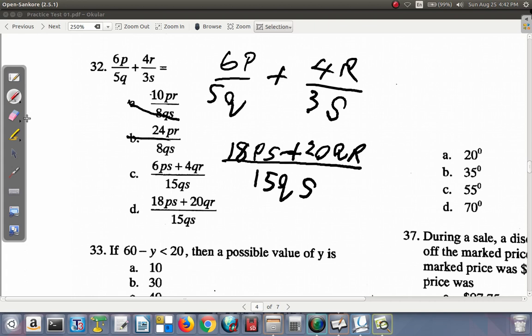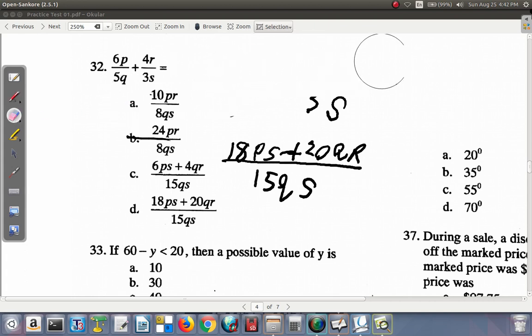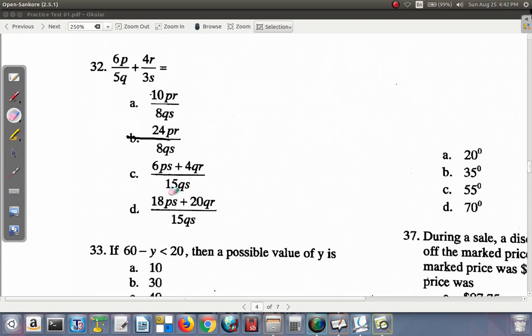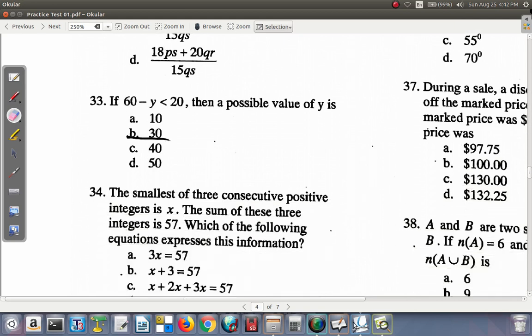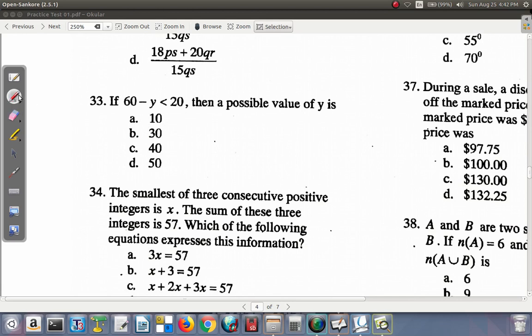Let's look at question 33. Question 33. If 60 minus y is less than 20, what is a possible value of y? Well, you could very well solve this. 60 minus y is less than 20.